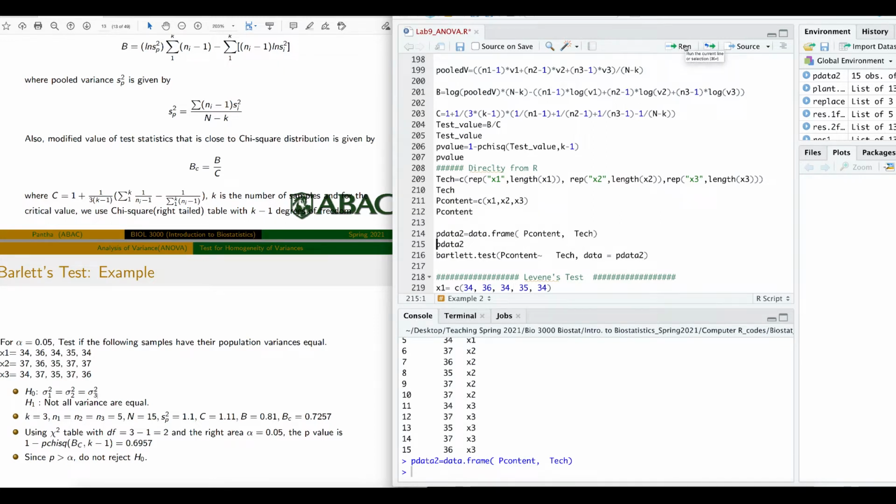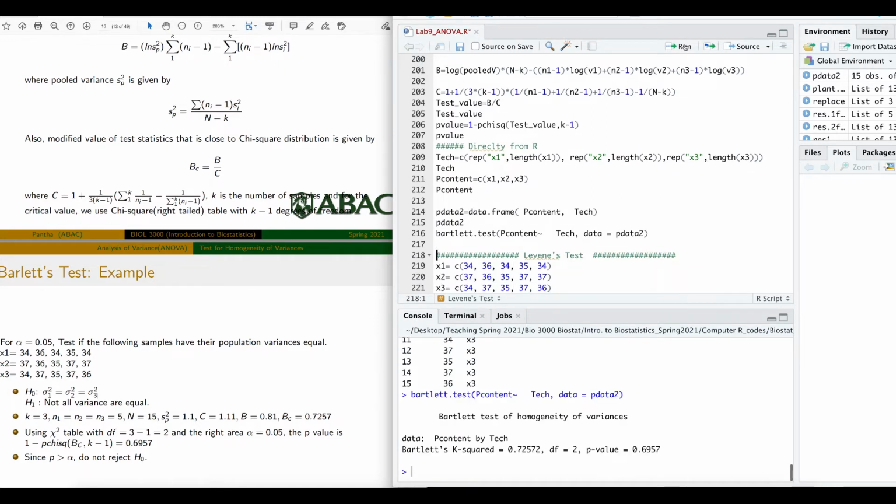So on line 216, you got a p-value of 0.6957. That is the exact same p-value that we got manually. So this is how you do Bartlett's test, manually or using R directly. If you use R, you first need to arrange the data into 2 columns, with the first column as just the data and the second column as the names of the groups. Then you just do the bartlett.test.